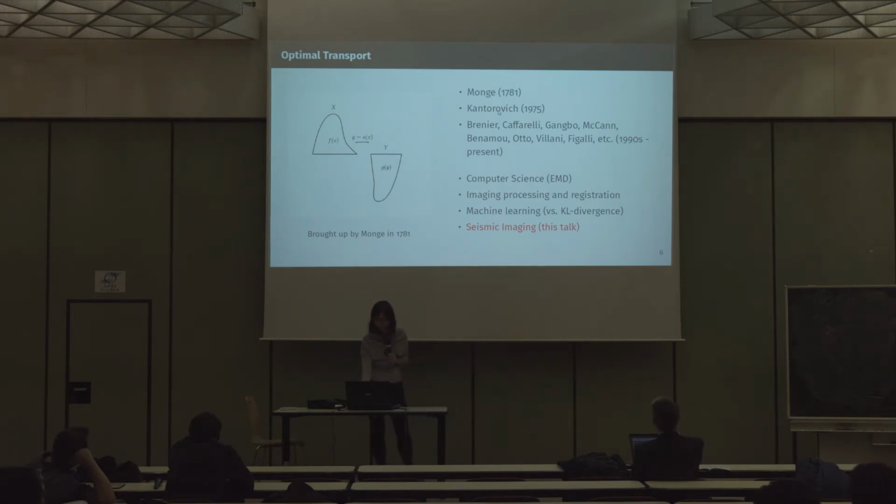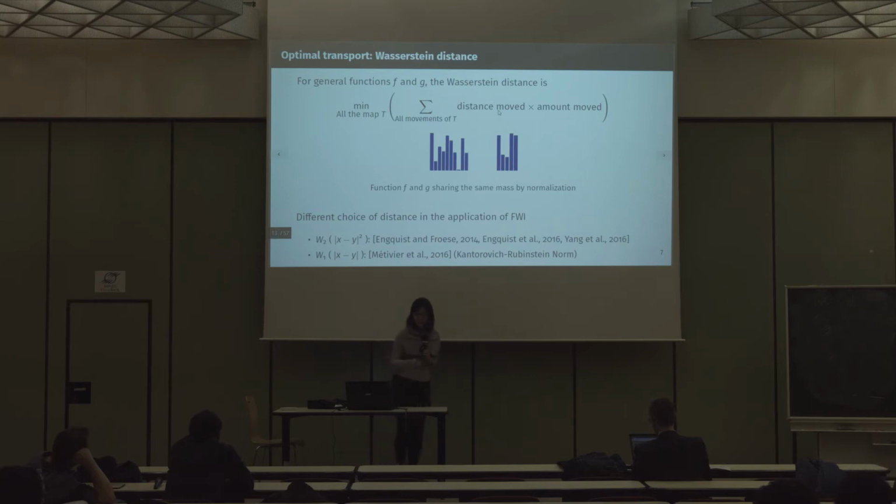And so this idea has been implemented by two groups, or many groups actually, but in two categories. First is to use W2. The other category is to use W1. There are some people in Grenoble who have published several papers about it. In their papers, they use the KR norm, which is a relaxation of the W1 norm. And in my group, we stick to the W2 case.